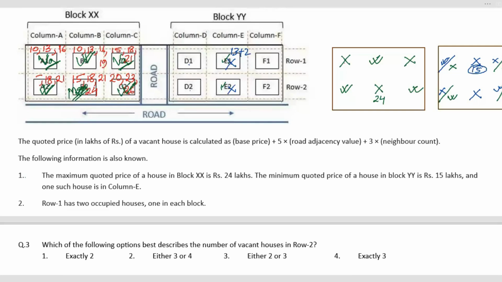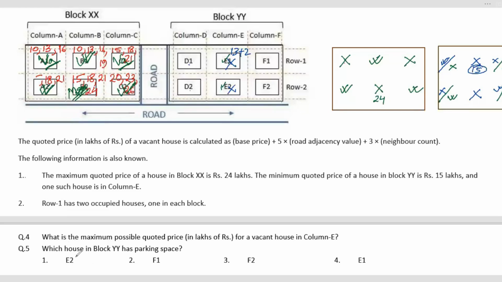Now we get our question 3. Which of the following options best describes the number of vacant houses in row 2? Number of vacant houses in row 2. So for the first block, it is 1 vacant. And in the second block, whatever the options, it will be 2 vacant. There are 2 options, but 2 vacant. 2 plus 1, 3 vacant. So exactly 3 will be the answer for this question.